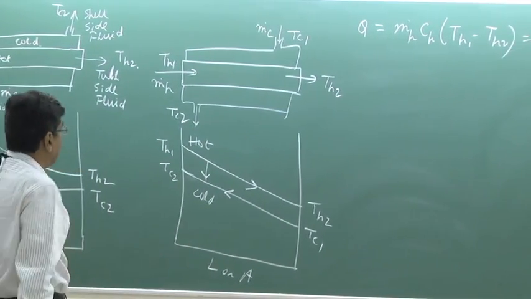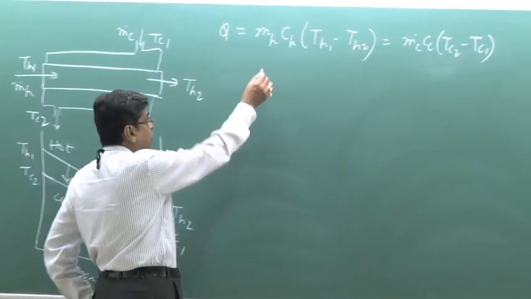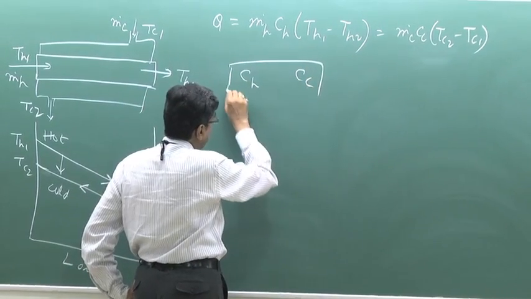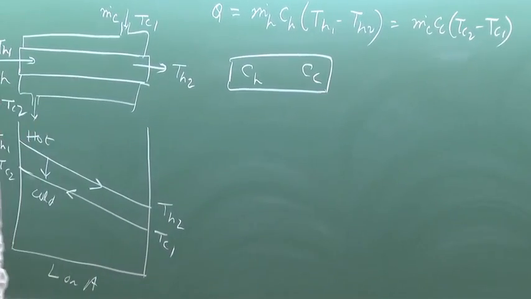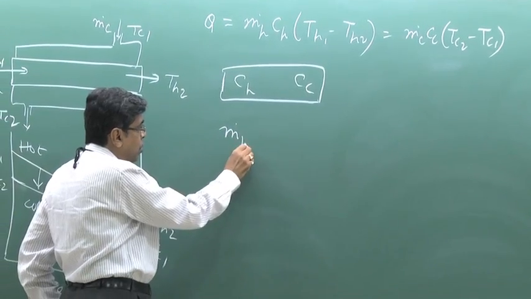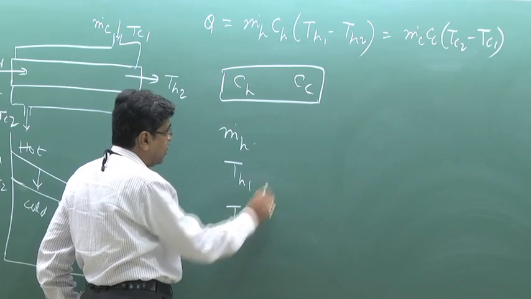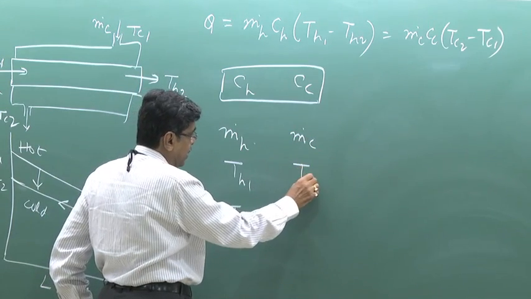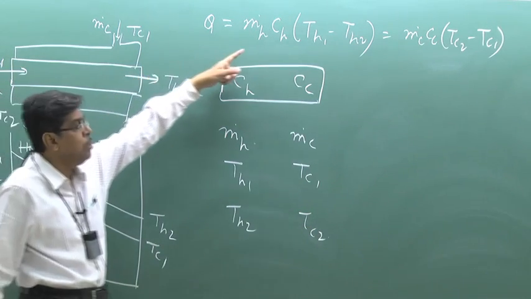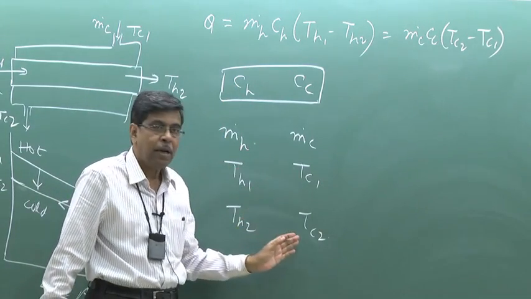Now one type of problem is this. The properties C_H and C_C are usually known, thermodynamic properties, specific heat. Now the operating parameters or conditions are the flow rate of the hot fluid, its inlet temperature, its outlet temperature, flow rate of the cold fluid, its inlet temperature and outlet temperature. Out of these 6 quantities, we have one equation only relating them. That means 5 are independent and 1 is dependent.